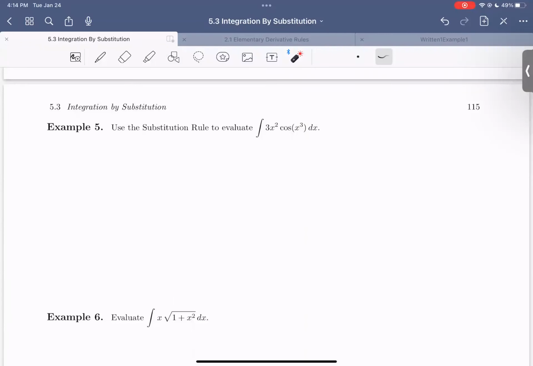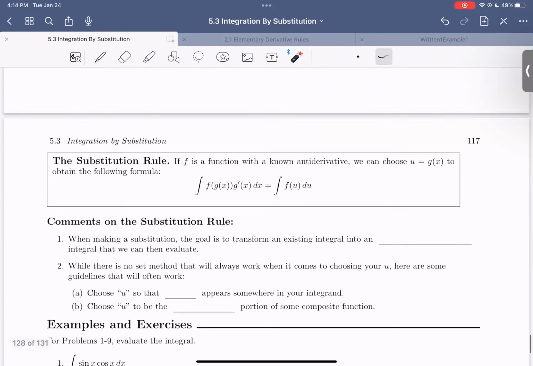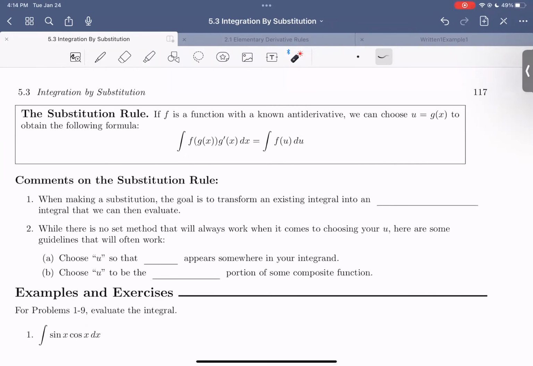So in this video, we're going to look at example 5. But before we do that, I want us to scroll ahead two pages in our workbook to look at the official substitution rule in this squared off box here. I just want us to get a taste of what this formal rule says, and then we'll look at the example.